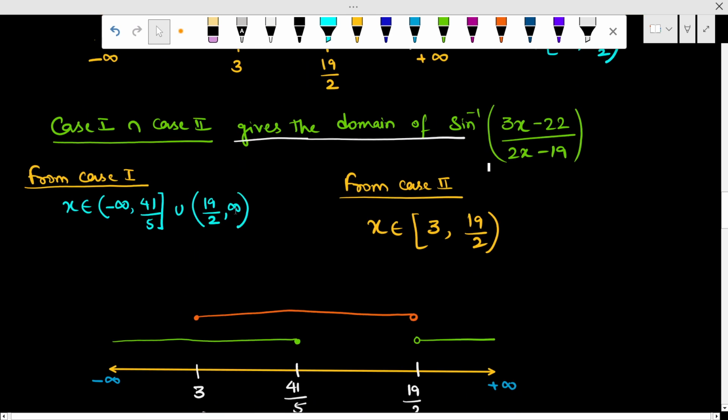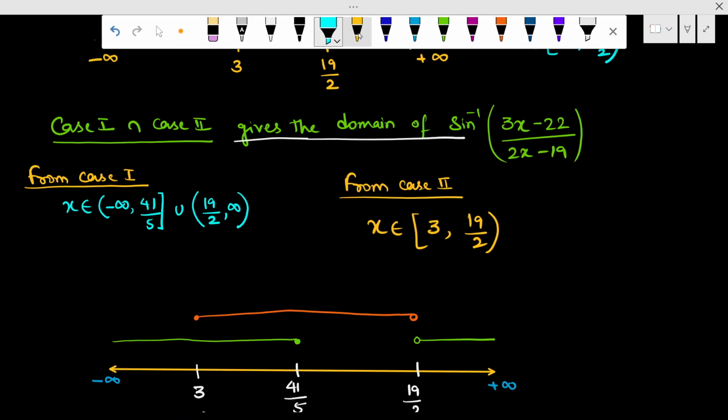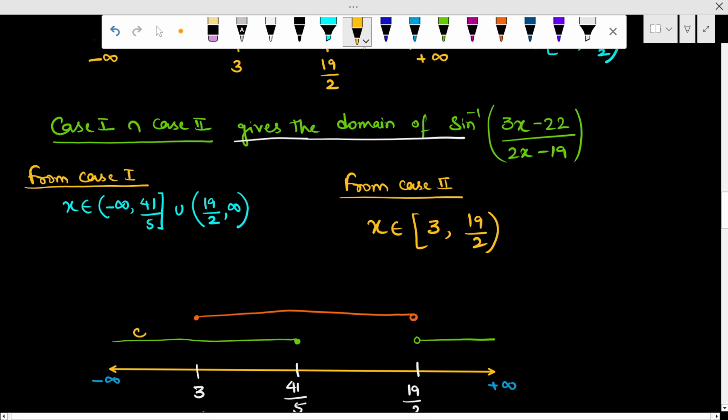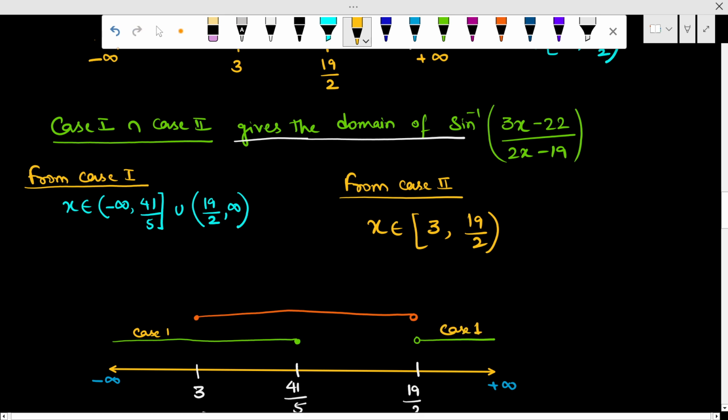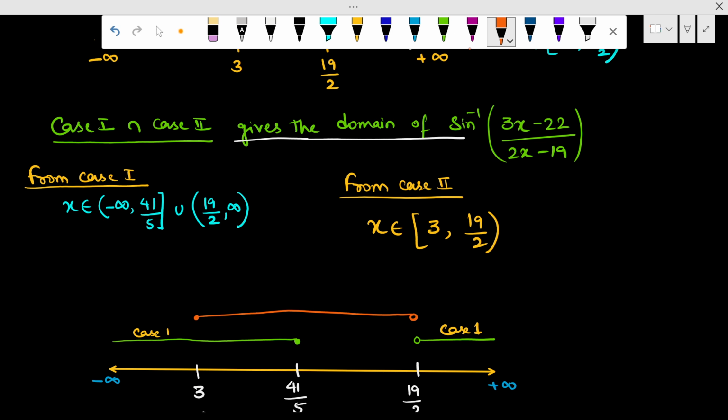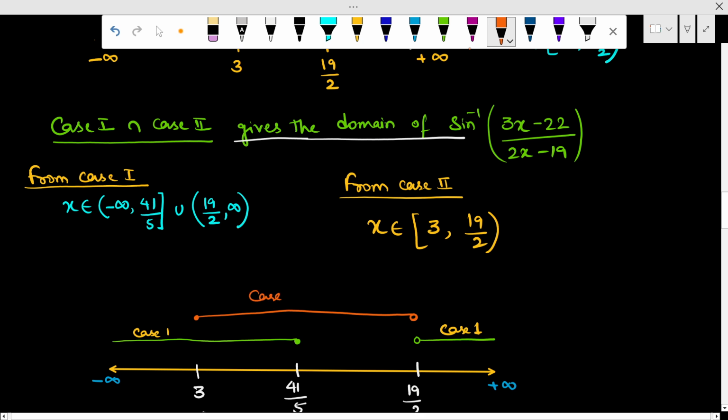Now see here, this is our case 1, minus infinity to 41 by 5. This green colored one is the case 1, and this orange colored one, which goes from closed 3 to open 19 by 2, is the case 2, right? We need to find the intersection between them. So this will be the intersection, right?